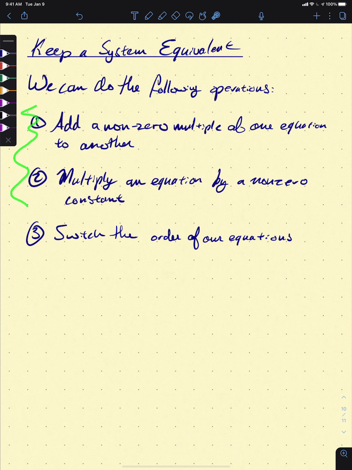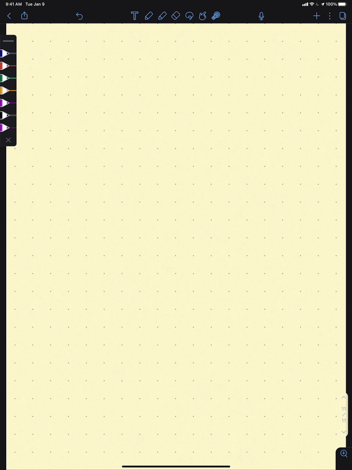Now, what I want you to notice is that for these 1 and 2, this is precisely the elimination method from solving our two variable systems. That's why we leaned so heavily on that in the last lecture, because those are the methods that we're going to use to translate a system into our triangular form. So let's do an example of this.